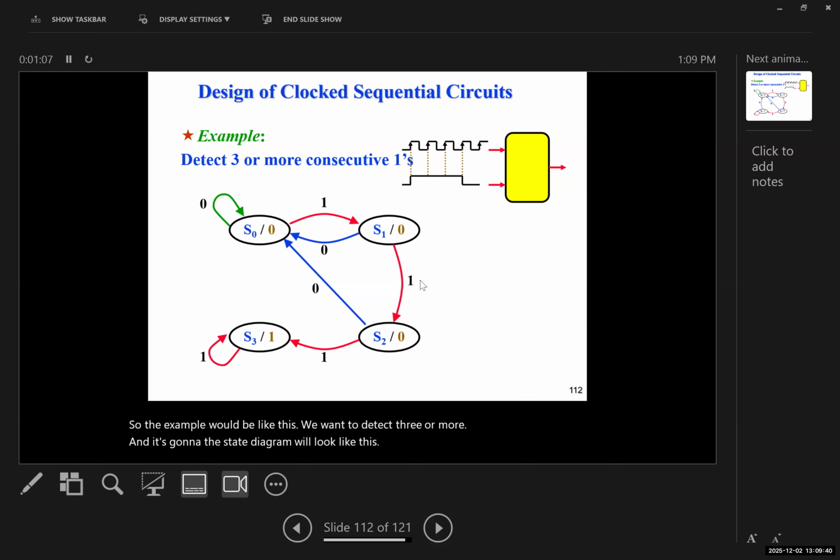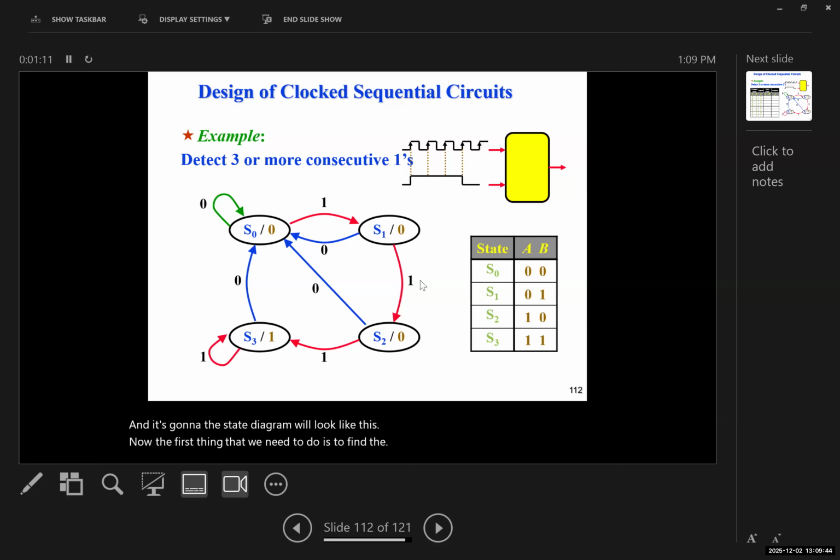Now, the first thing that we need to do is to find the truth table for this. So state S0 means A and B are 0, 0. State S1 means A is 0 and B is 1. State S2 is A is 1 and B is 0. And S3 is 1 and 1.